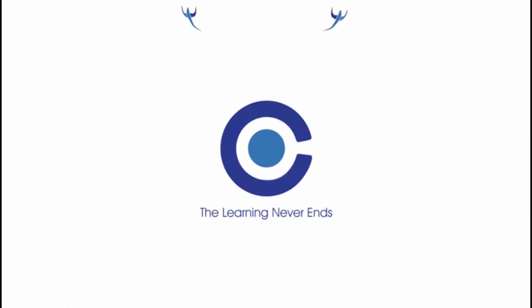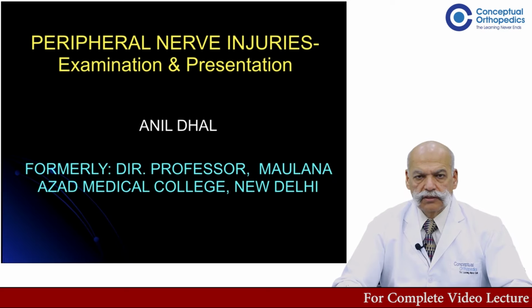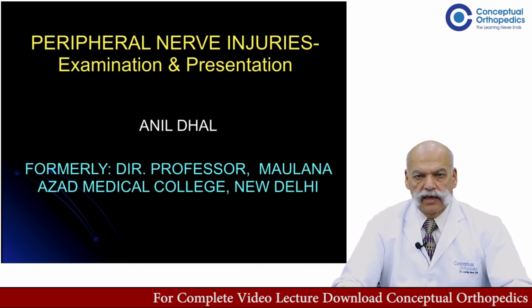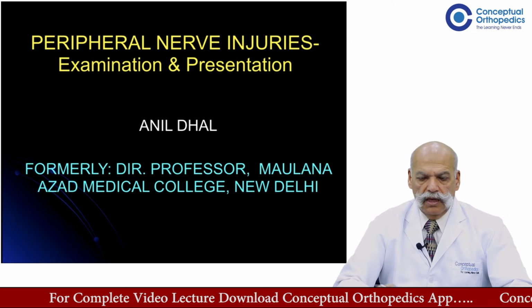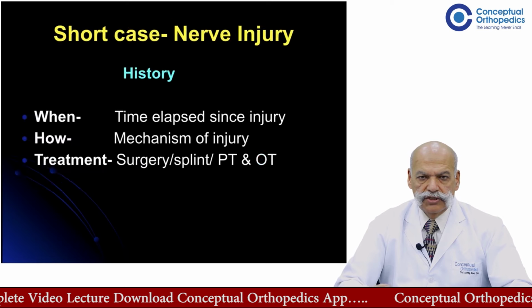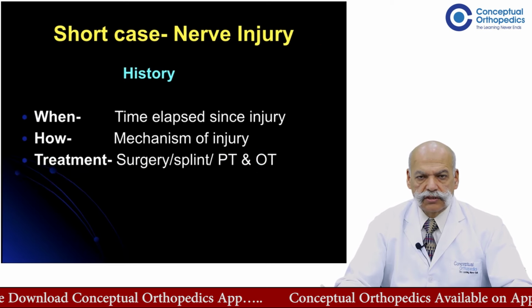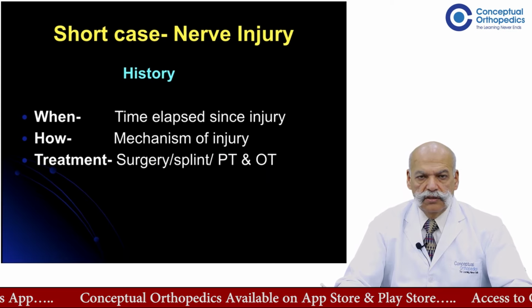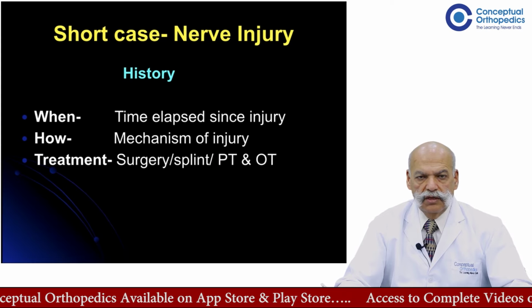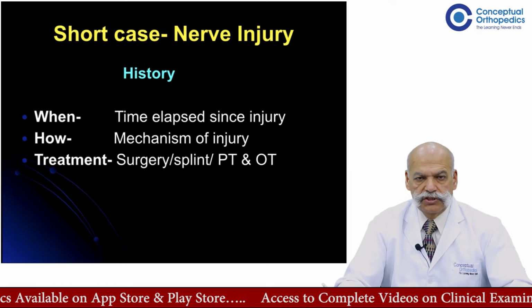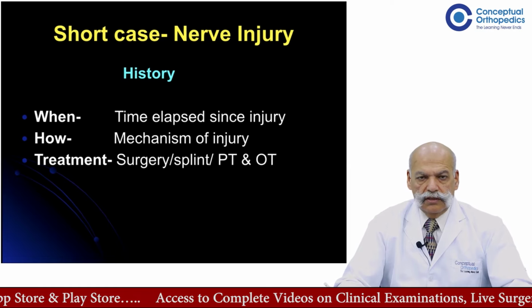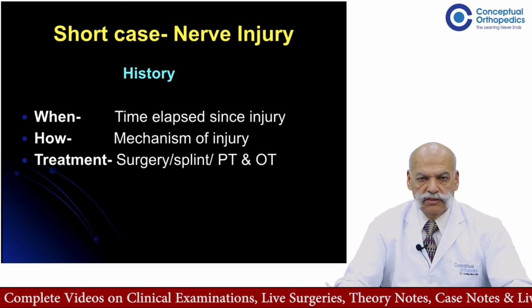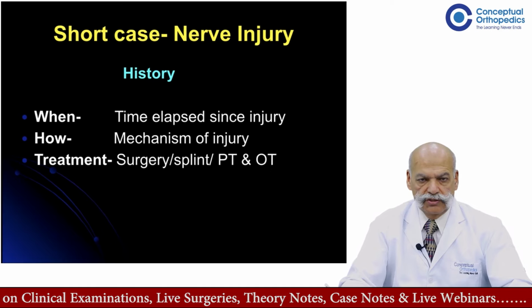Well, students, today we would be talking about how to examine and present a case of peripheral nerve injuries when you are in the examination. As you are all aware, peripheral nerve injury cases are usually kept as short cases in the examination, and as recommended in short cases, the history is to be very short and you need not write the history on any sheet of paper. There are only three issues which need to be talked about as far as the history is concerned in a given case of peripheral nerve injury.